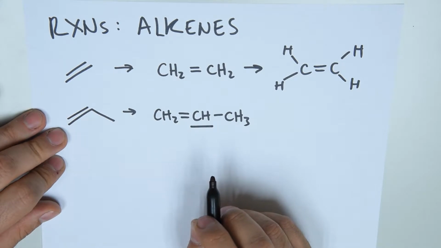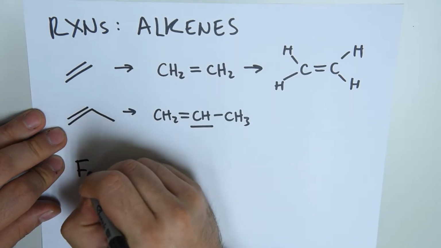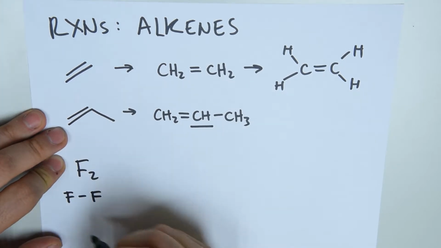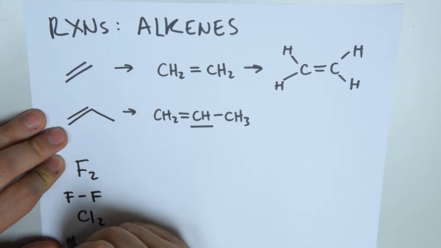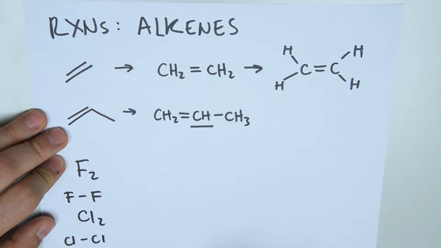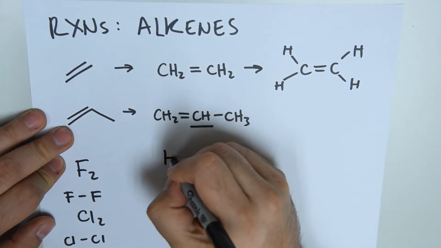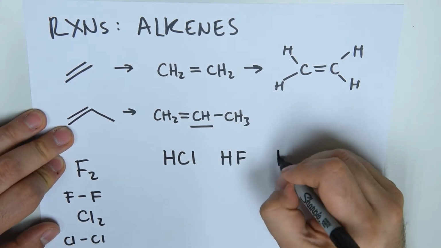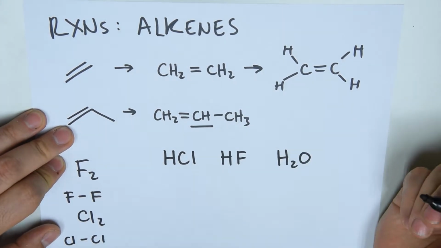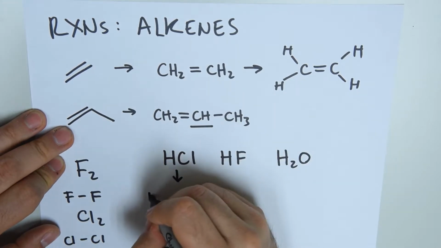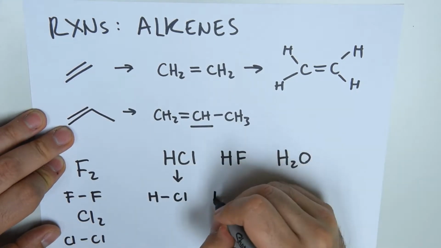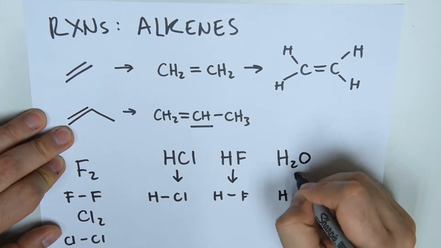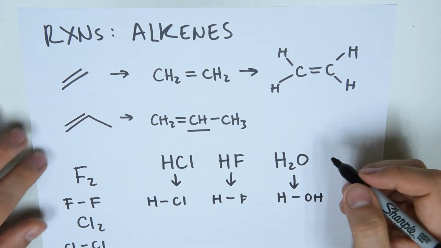What's an asymmetrical molecule? Fluorine is symmetrical because if we expand it, we have two atoms of fluorine. Chlorine is symmetrical. We have two atoms of chlorine on both sides. However, when we add an acid, hydrochloric acid, hydrofluoric acid, even water, which could be an acid or a base, we have asymmetrical molecules. Hydrogen and chlorine, hydrogen and fluorine, hydrogen and hydroxy. How does this all come together?